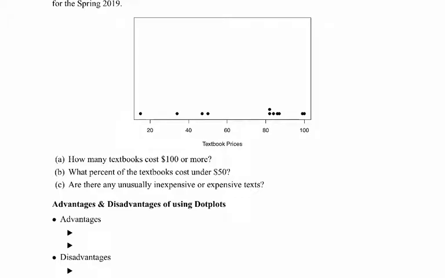It's a little hard to see on the graph, so sometimes we have to estimate. But over here, it looks to me like we have one dot right at the $100 mark. Because it says $100 or more, and I don't see anything past that, I'm going to say there's one dot that represents a textbook that costs $100 or more.